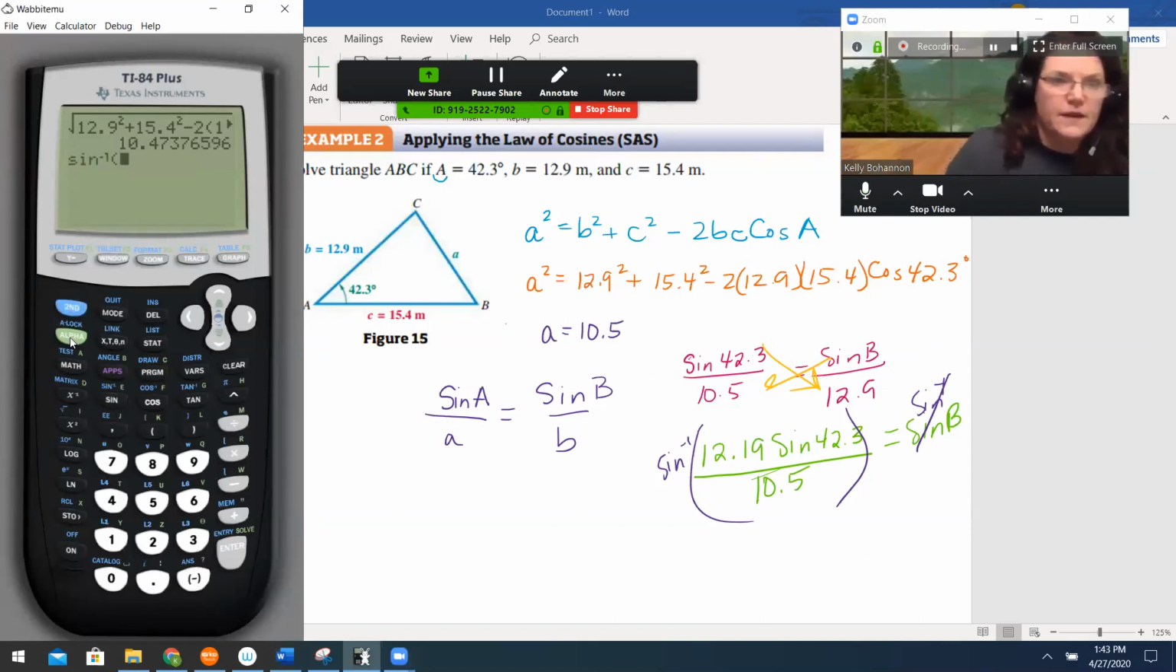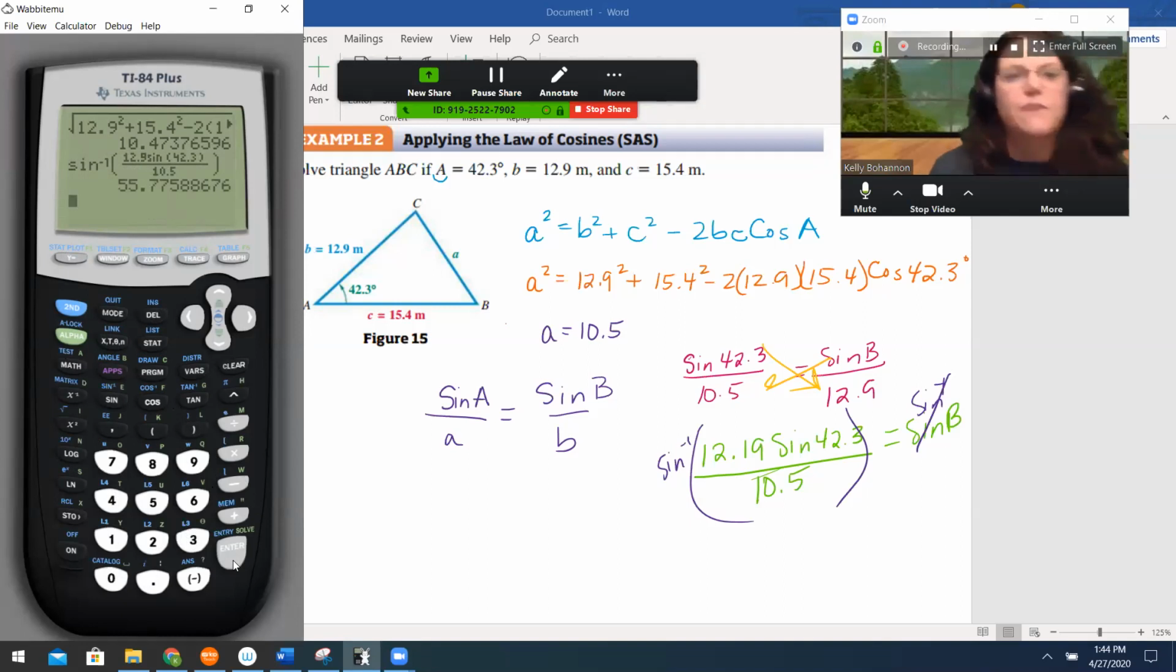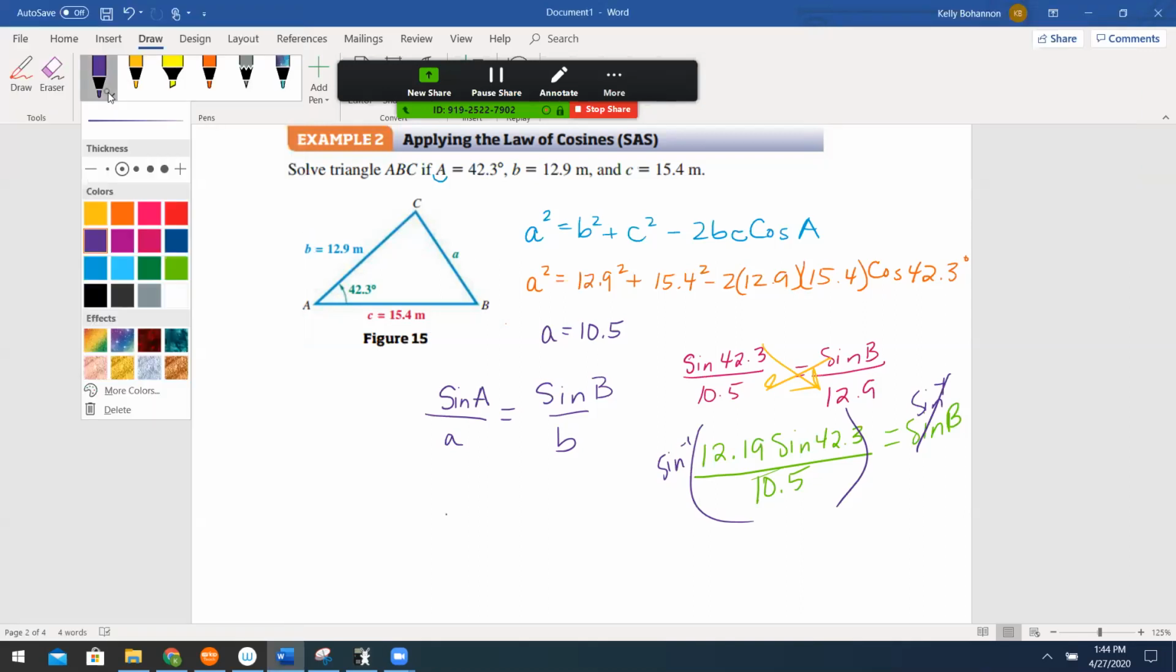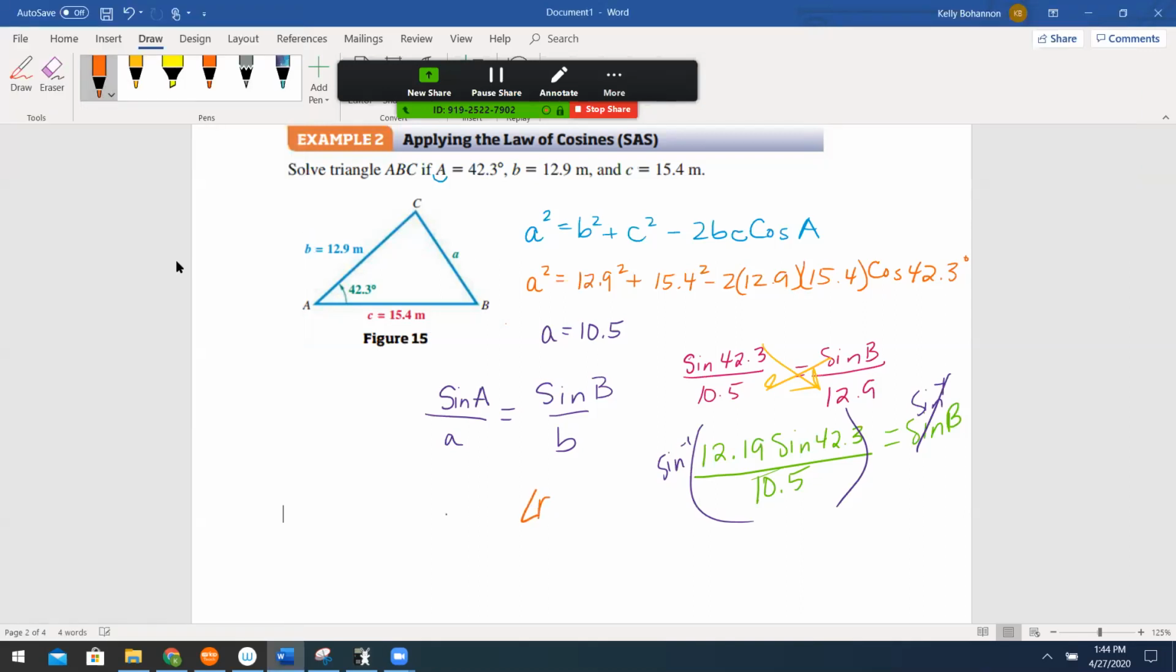So arc sine of 12.9 times sine 42.3 over 10.5. I don't know why I put 12.19, that's 12.9. I'll correct that in just a minute. All right, so I get 55.8 is angle B. So angle B equals 55.8.